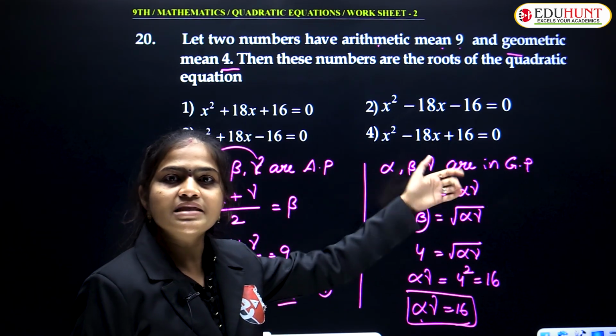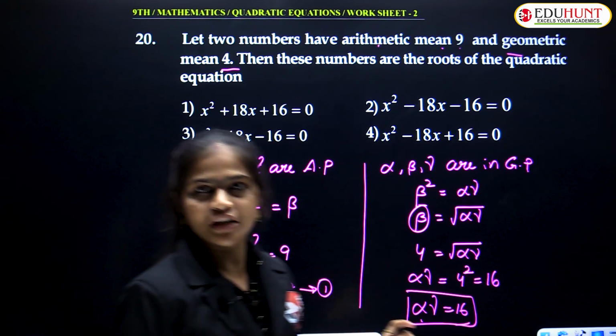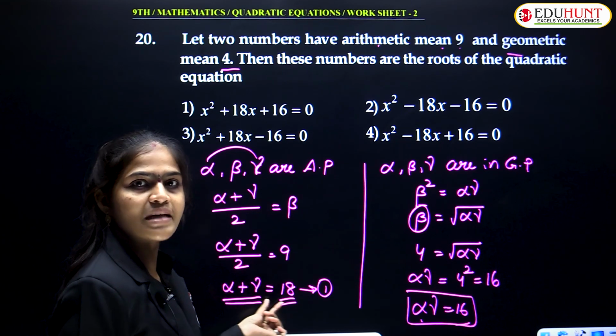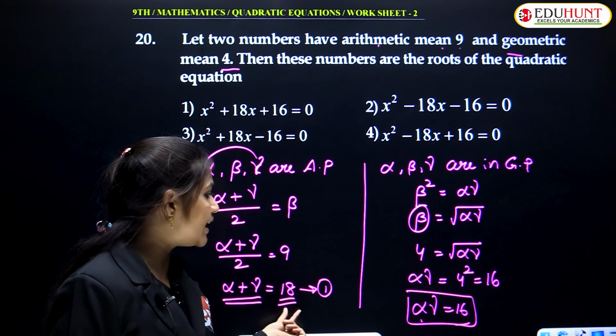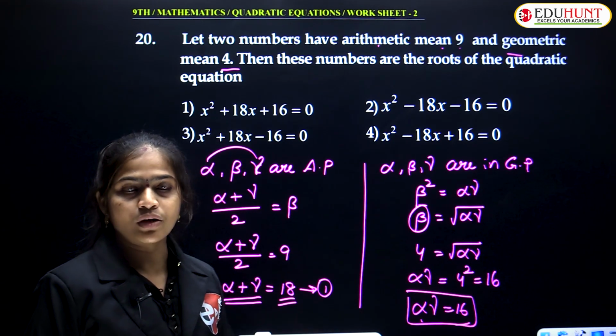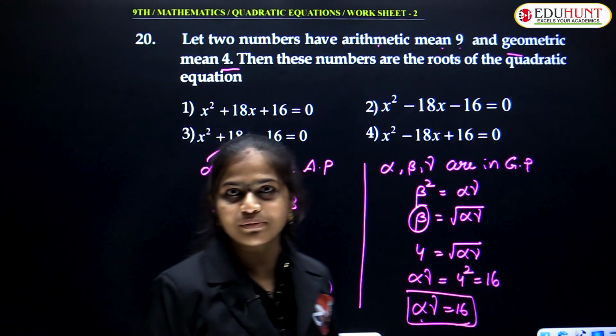Okay, three numbers are in GP, three numbers are in AP conditions. These two will come in that progressions concept. So according to this concept, finally we are getting the sum of these two values equal to 18 and the product of those two values equal to 16. Now we can consider that these two numbers are the roots of the required quadratic equation.